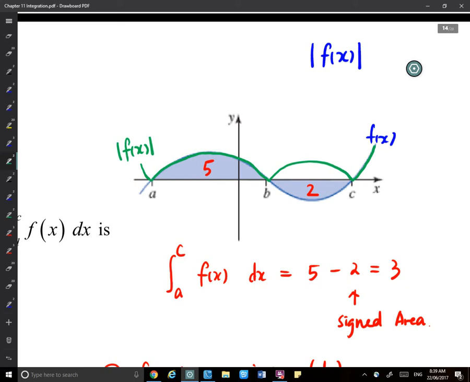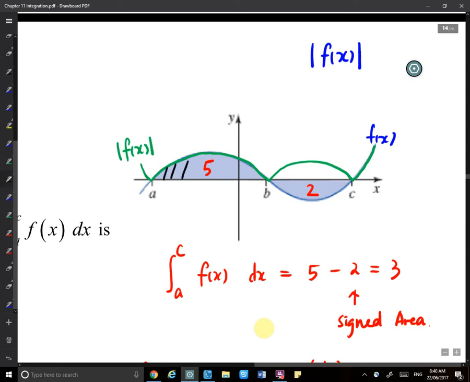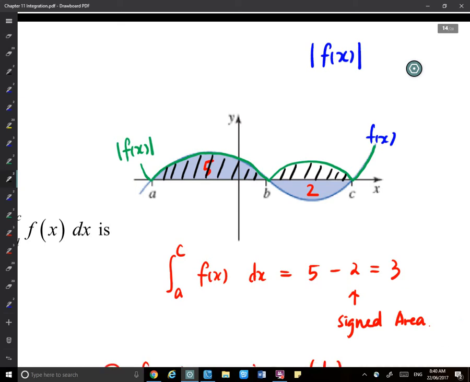And the two areas you considered before will become this one and this one, right? It's just directly reflected. The area won't change. Anything won't change. So the two areas you're talking about now in the new function will be the two black shading regions. It's all above the x-axis. Everything's positive now, and we are happy about that.